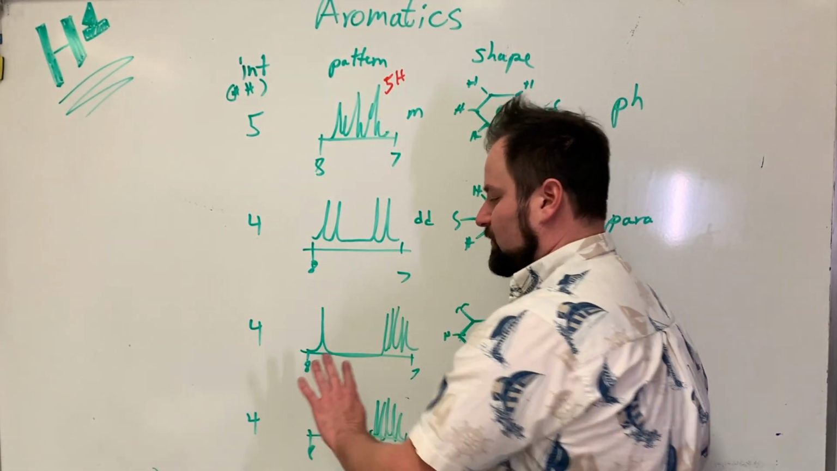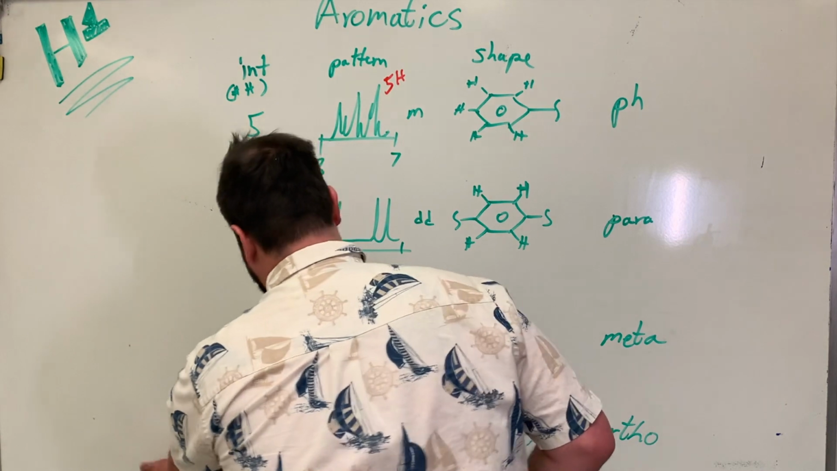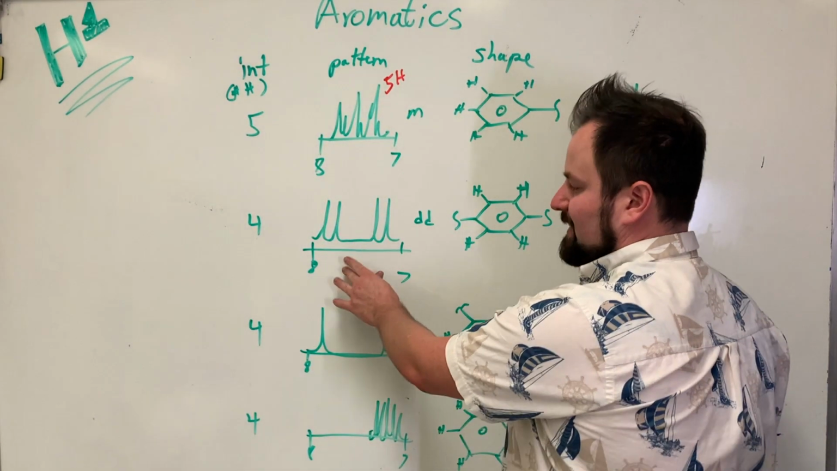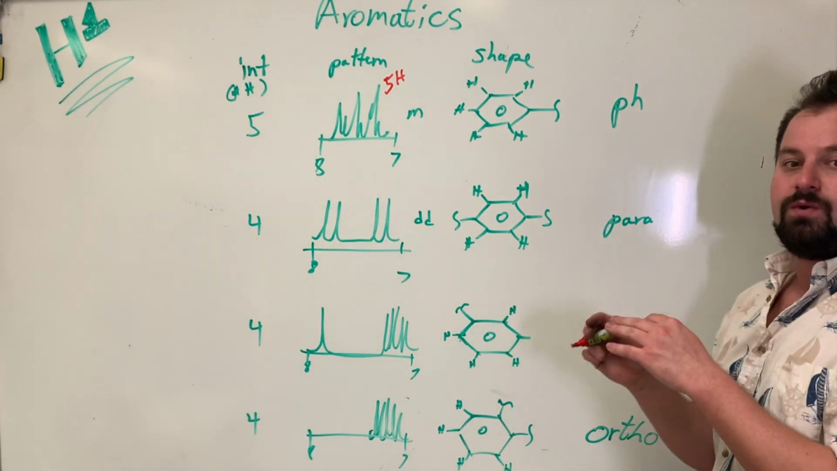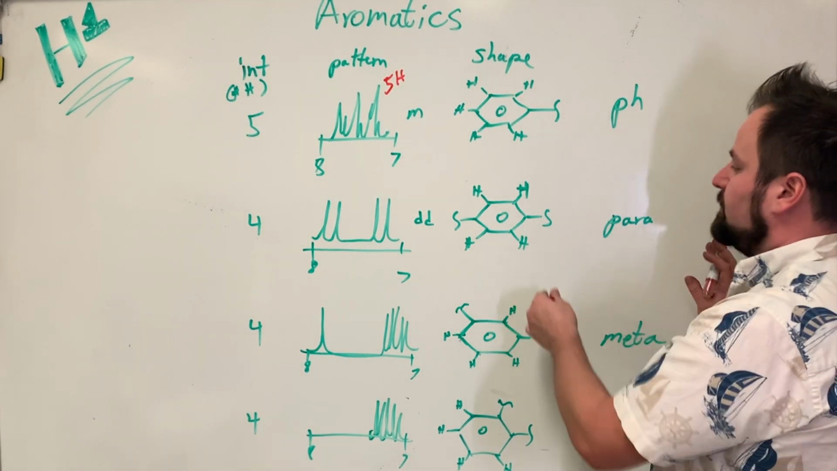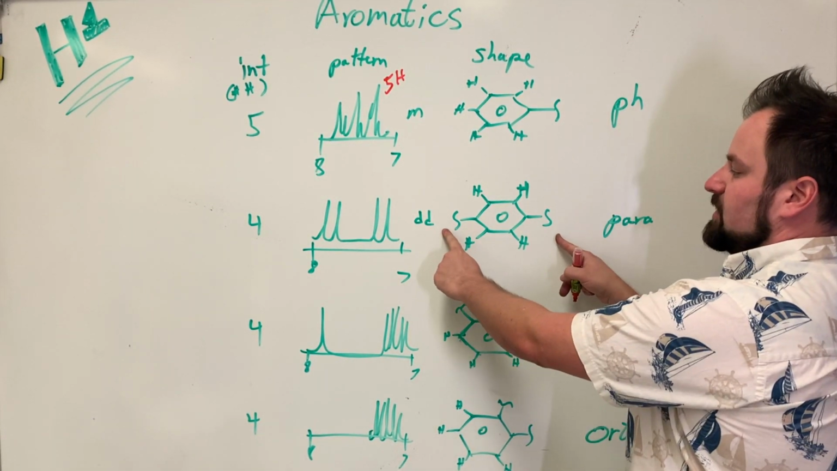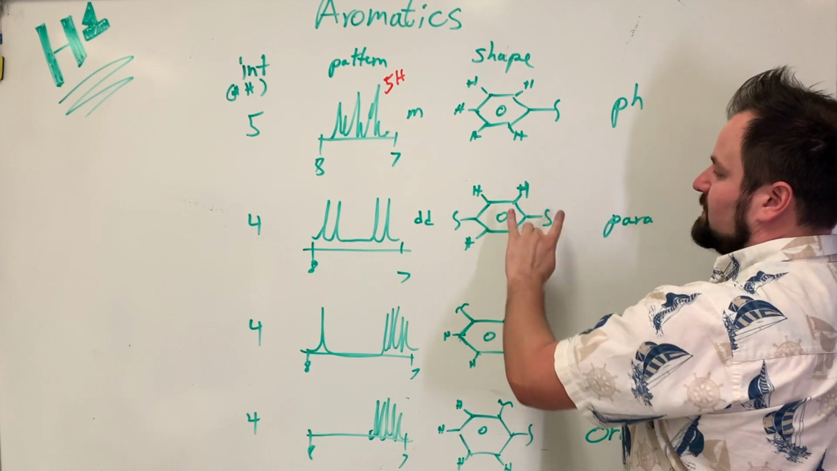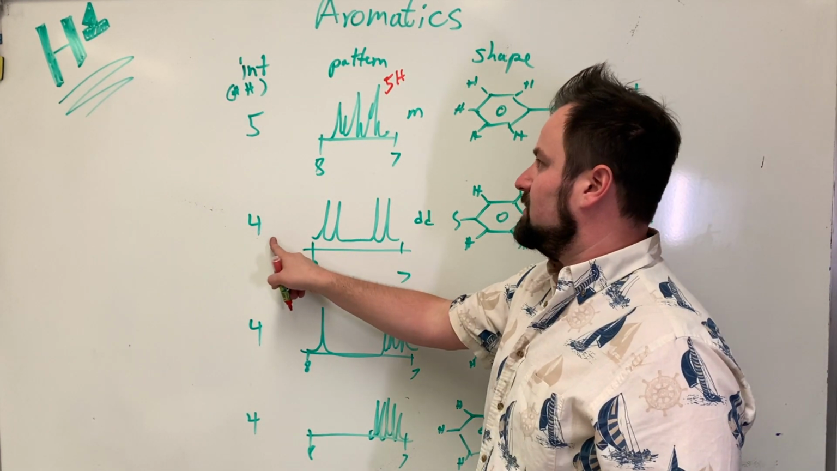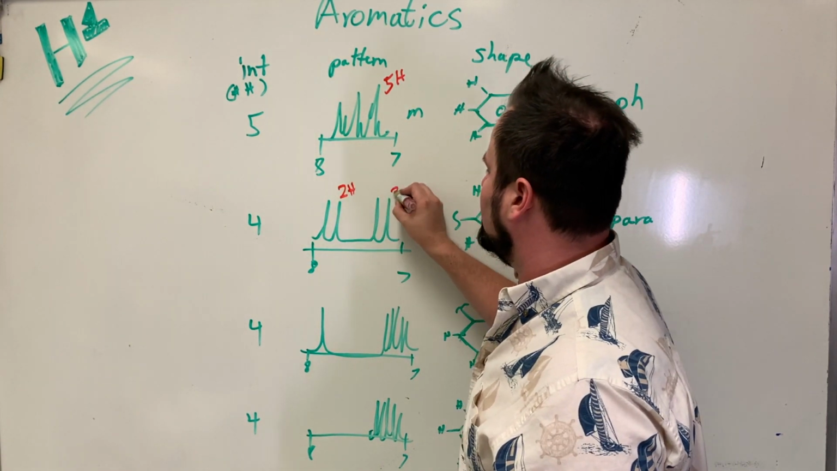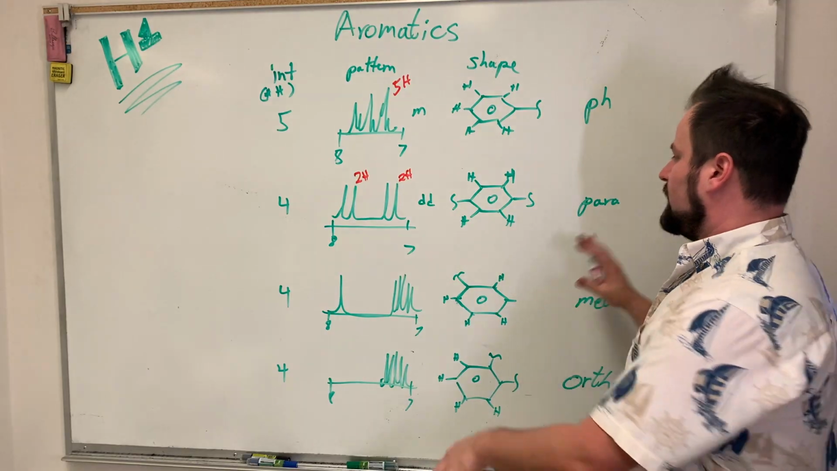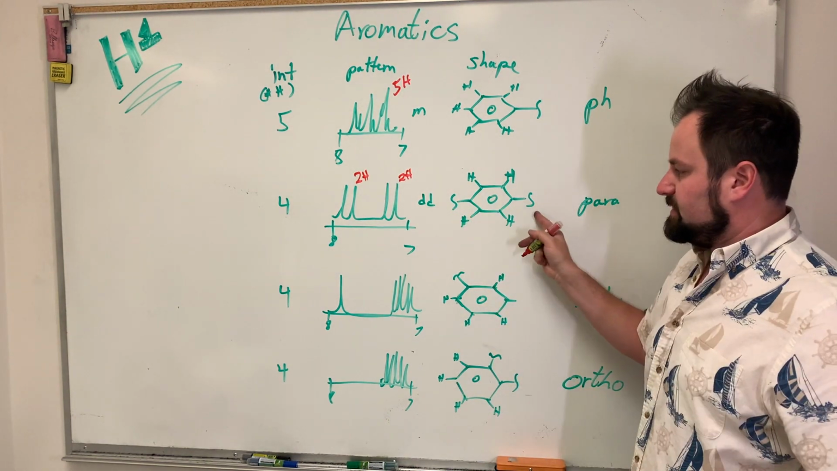With 4, we have 3 different options here. If we have the nice clean doublet of doublets, that's real easy. That is just going to be a para position right here, so that they're opposite each other. And what you'll see here is sometimes you'll see this as an integration of 4 for everything, or you might see it as 2 H's and 2 H's. Either way, para, these are opposite each other.